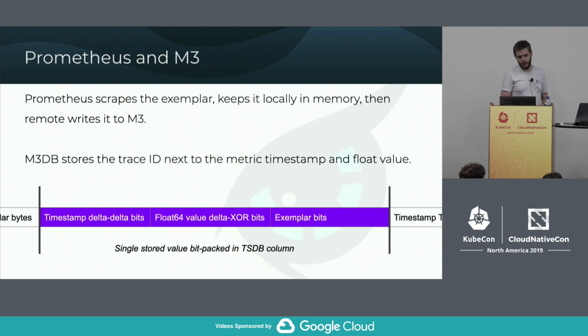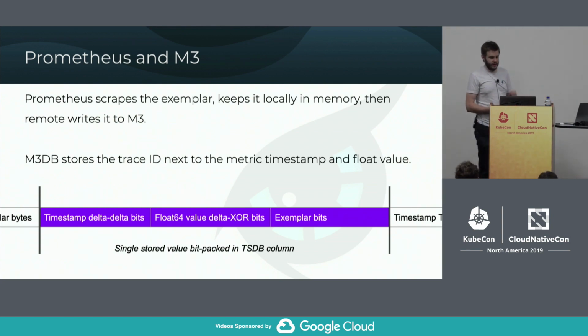Diving in a little bit more into how Prometheus and M3 work together, essentially Prometheus scrapes the exemplar, and as I mentioned, it'll keep it locally in memory, so you can have that same experience that you saw on the dashboard just using Prometheus alone. And then in this demo, we're writing it to M3, which stores it in durable storage right next to your metric, for whatever retention period you've configured M3DB to store metrics for.